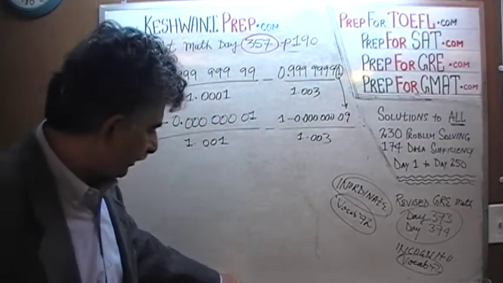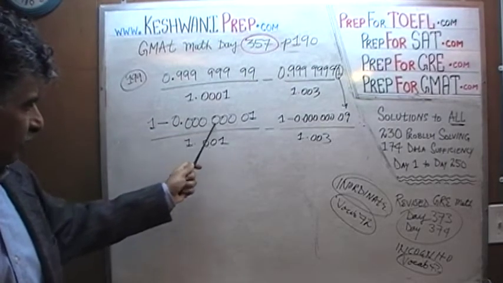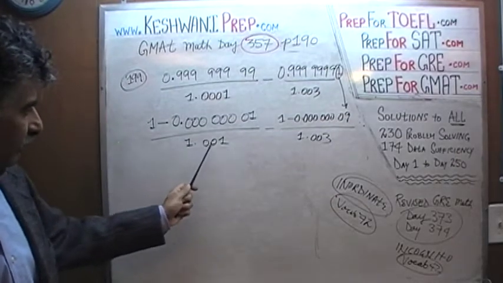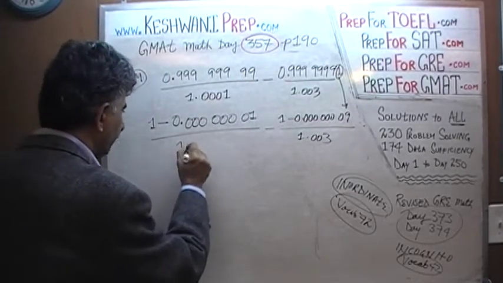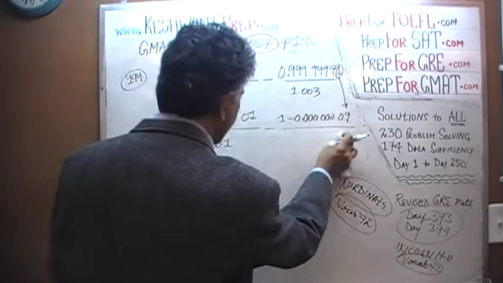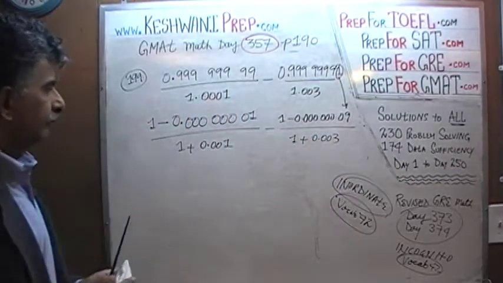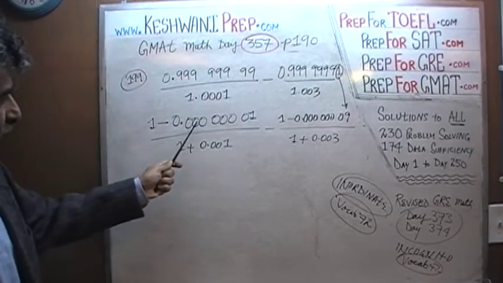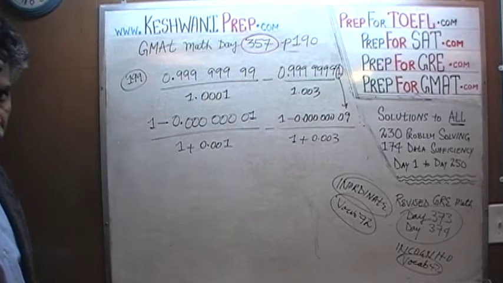Now this quantity that you see here, 0.0000001, and the quantity that you see on the top, 1.001, by the way, 1.001 can be written as 1 plus 0.001. I'm giving you a hint. Similarly, this can be written as 1 plus 0.003. That was your hint. Are you able to make any connection between these two numbers, 0.0000001 and 0.001? Are you able to make any connection?